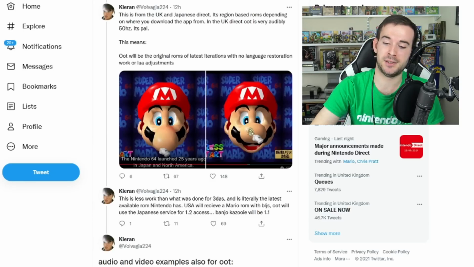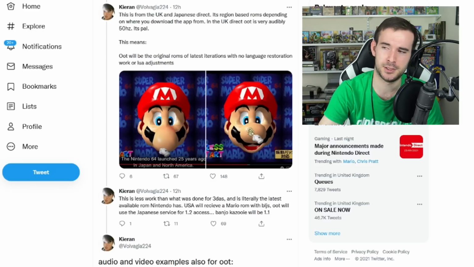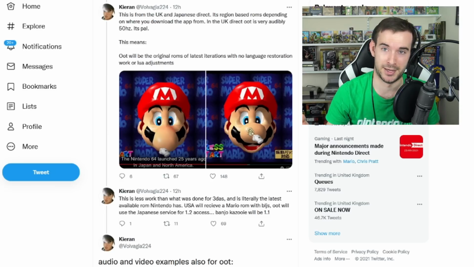has noted that the N64 app in Europe appears to be using PAL ROMs, European ROMs. And the reason that's a problem is because before the early 2000s, PAL games ran at 50Hz, meaning they run slower than the American counterpart.